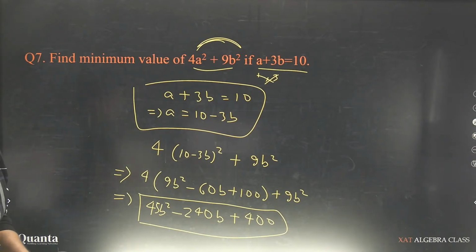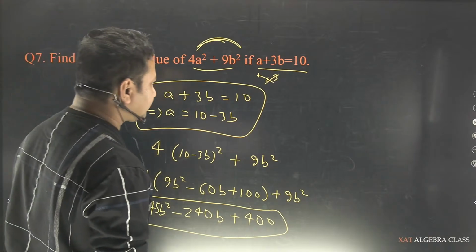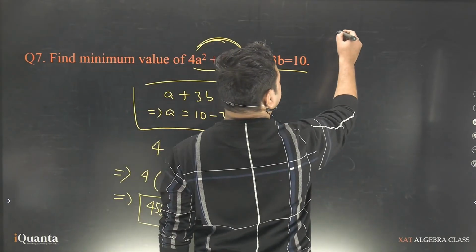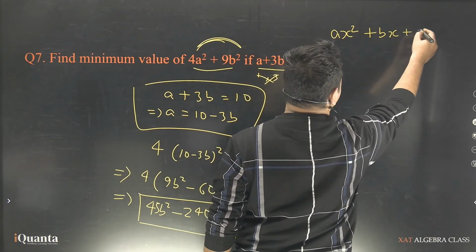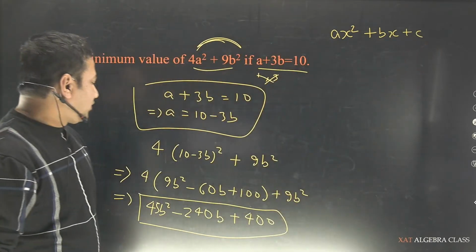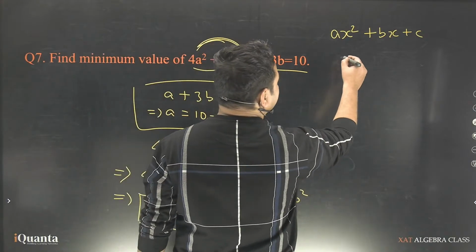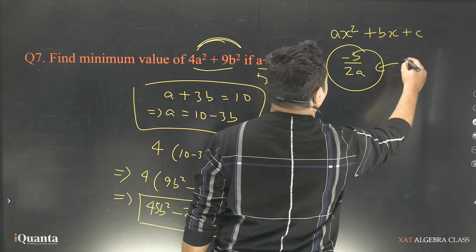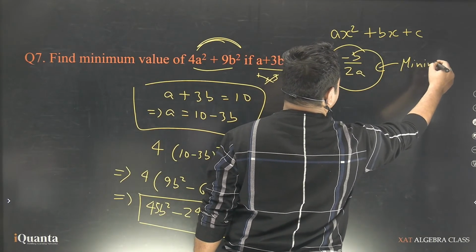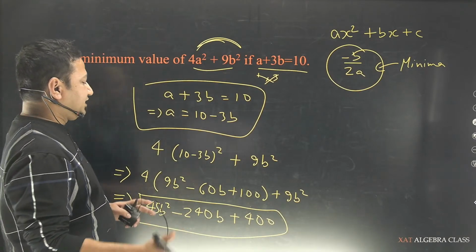At which point do we get the minimum value? In an expression like this, ax square plus bx plus c, at which point do you get the minimum value? Minus b by 2a, exactly. So at minus b by 2a, you get the minima of the function. This is the minima. This is not the minimum value. And we need to put minus b by 2a in the original expression to get the answer.